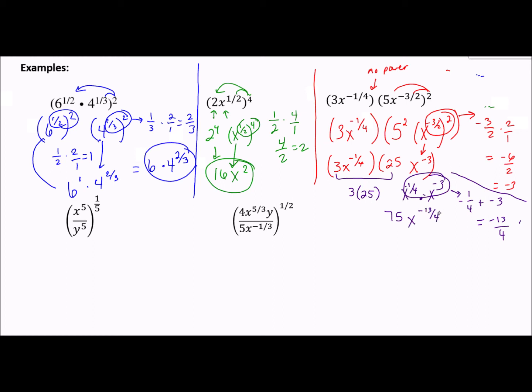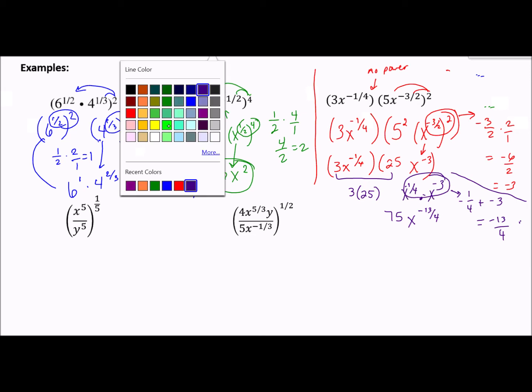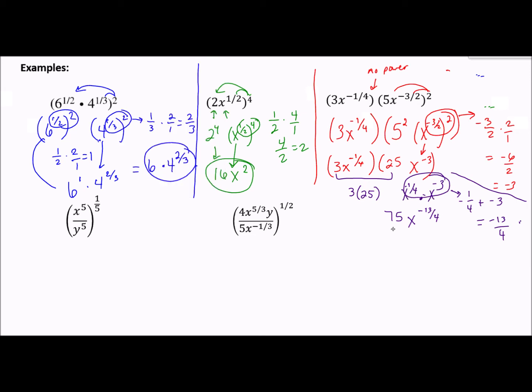Now wait a minute. We're not supposed to have those negative powers right there, right? So one more thing to do. That guy has to go down in the bottom because he's got a negative power. 75 has its own power, so it's not going anywhere. And this becomes x to the 13 over 4, but now that power is positive.